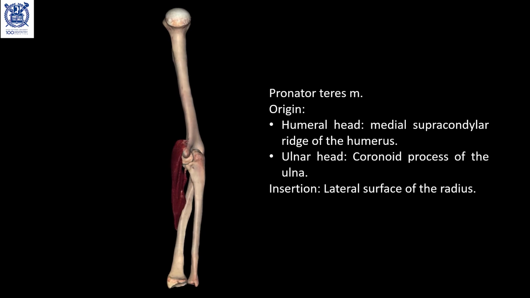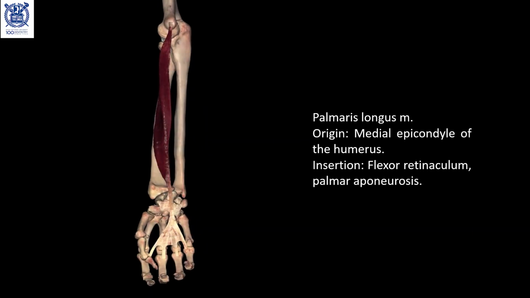Pronator teres muscle. Origin. Humeral head: medial supracondylar ridge of the humerus. Ulnar head: coronoid process of the ulna. Insertion. Lateral surface of the radius. Palmaris longus muscle. Origin. Medial epicondyle of the humerus. Insertion. Flexor retinaculum, palmar aponeurosis.